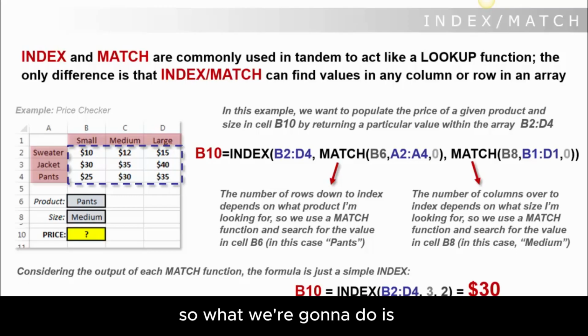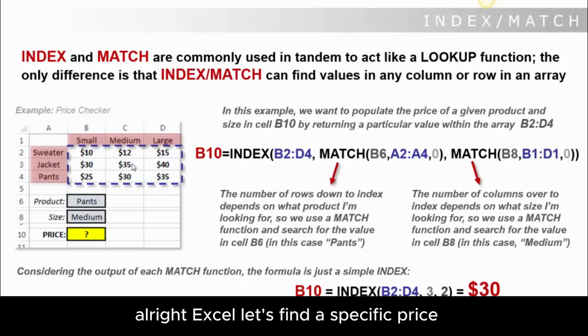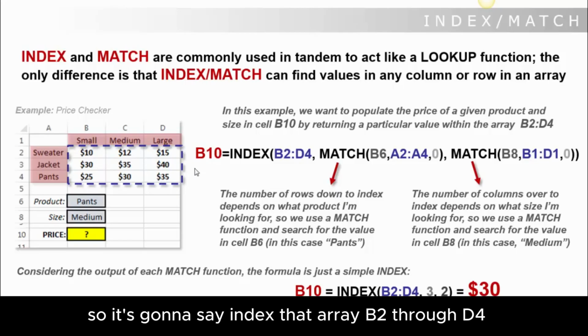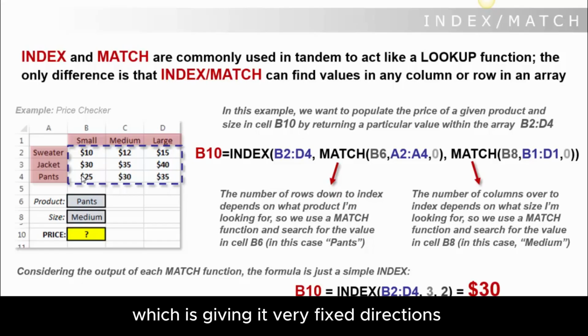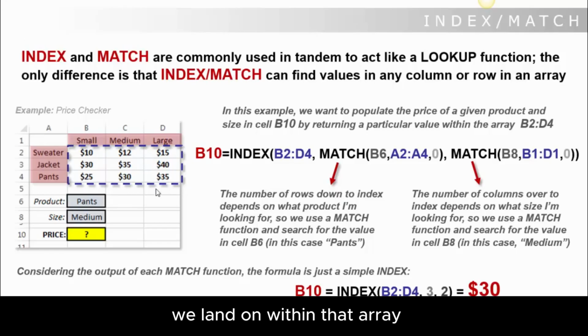So what we're going to do is write an index function, but we're going to nest match functions within it. So in this case, we're saying, all right, Excel, let's find a specific price within this little price array from B2 through D4. So it's going to say index that array, B2 through D4. But rather than just saying, move to the third row down and the second column over, which is giving it very fixed directions, I want to make it dynamic. I want the user to be able to input some value that will determine what cell we land on within that array. And that's exactly what the match functions are used for.